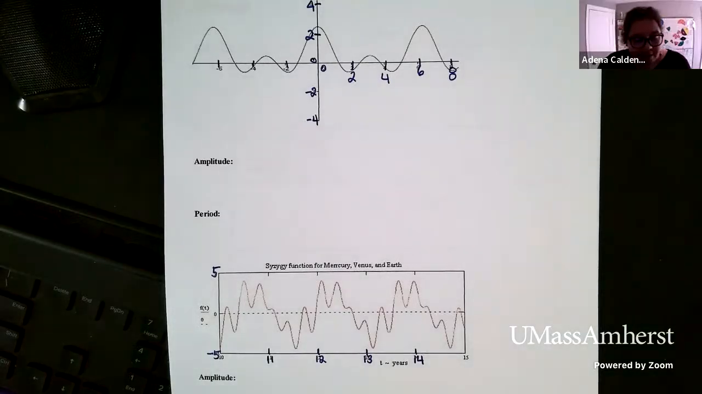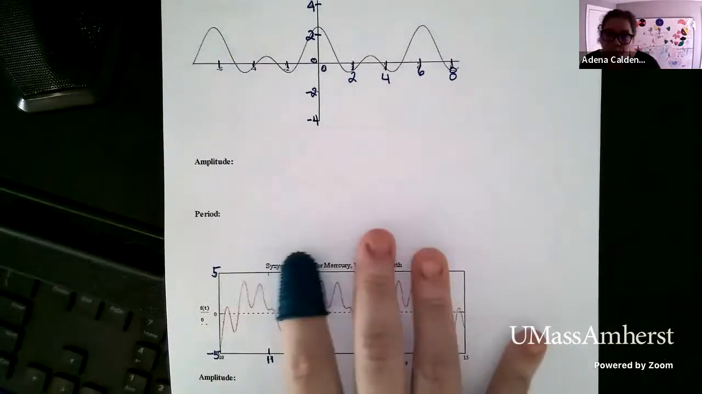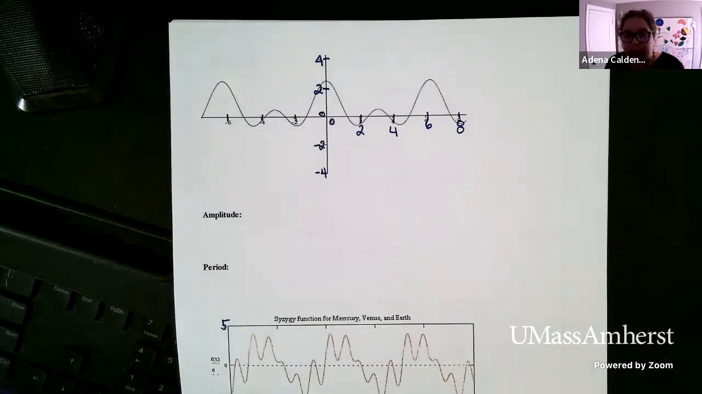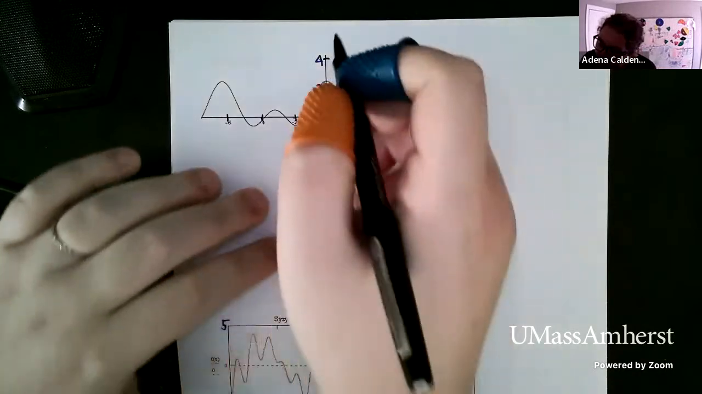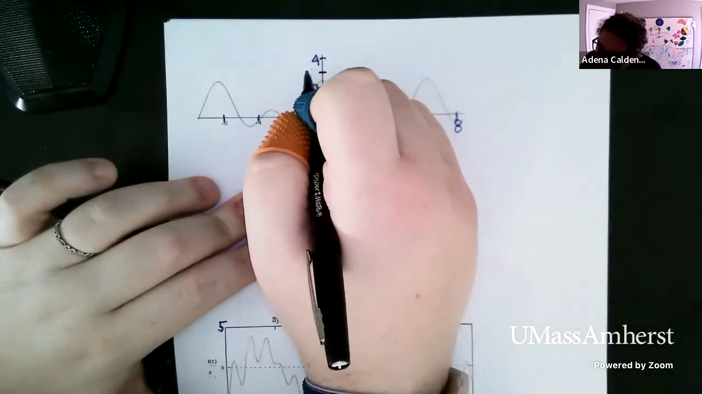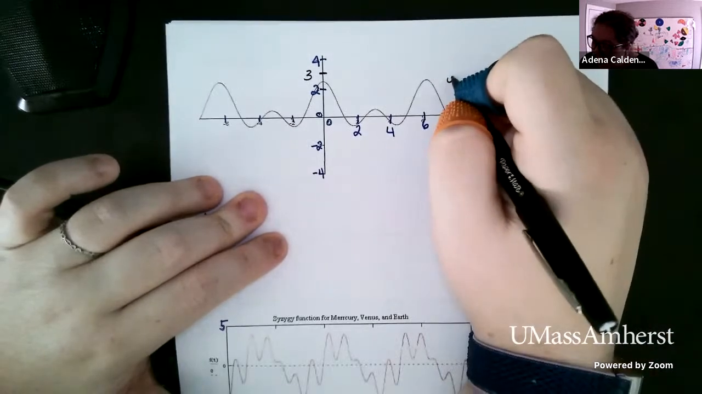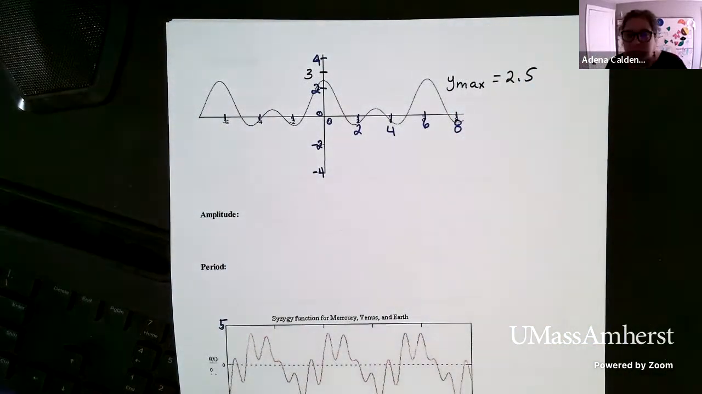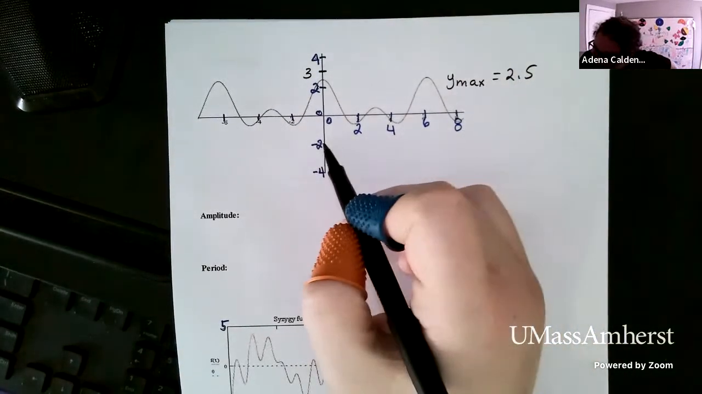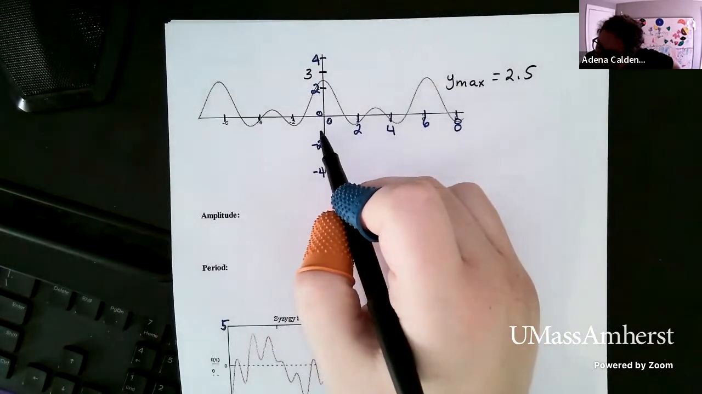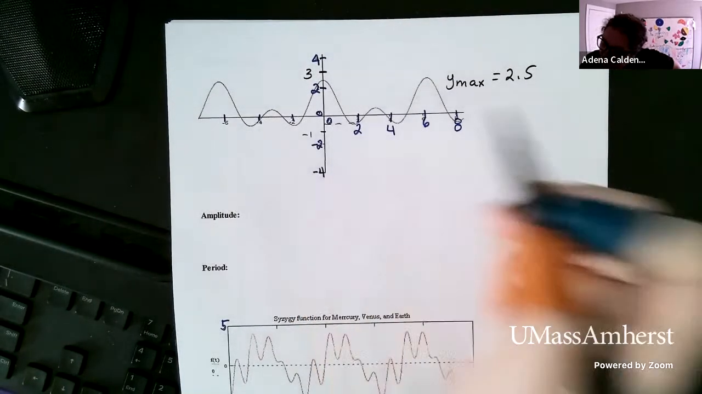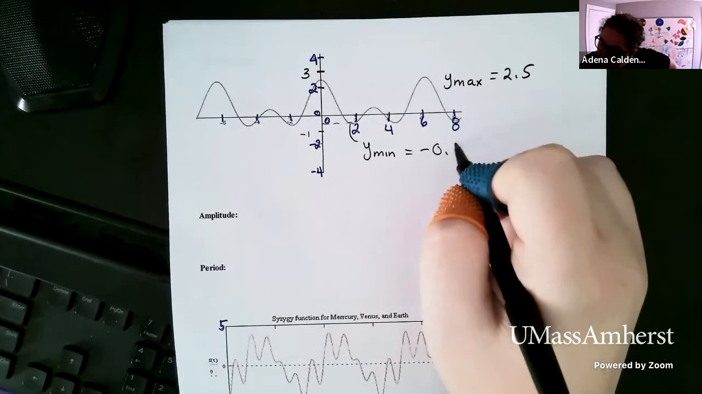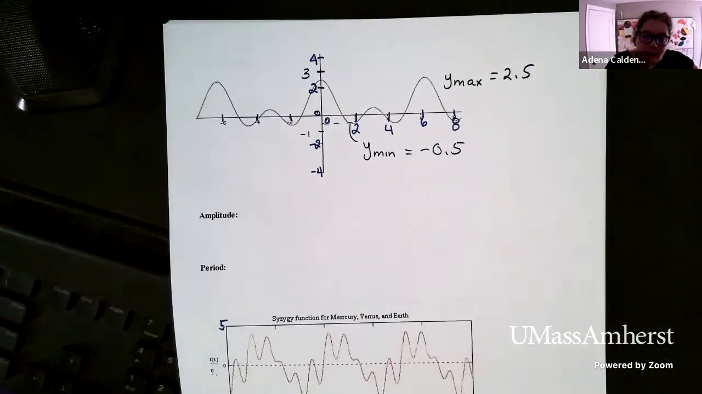Okay, so let's take a look at these. So we'll start with the one on top. So again, to find the amplitude, we need to approximate the maximum and minimum y values. So eyeballing this, to me, 3 looks like it's about here. So I'm going to say that y max is 2.5, right? So roughly around there. And then similarly down here, I'm going to put -1 right about here. So I'm going to call y min negative 0.5.